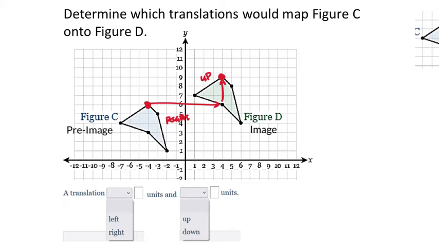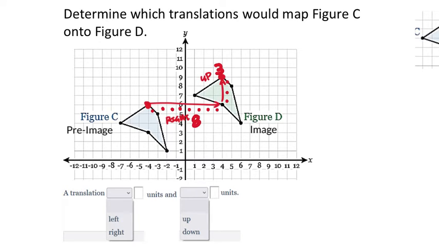So I'm going to count boxes. So the red one, 1, 2, 3, 4, 5, 6, 7, 8. So it went to the right 8 units. And then it went up 1, 2, 3 boxes. So it went up 3. Now, if this has been translated correctly, each of the points should have been translated exactly the same way. And I'm not going to do it for all 5 points.